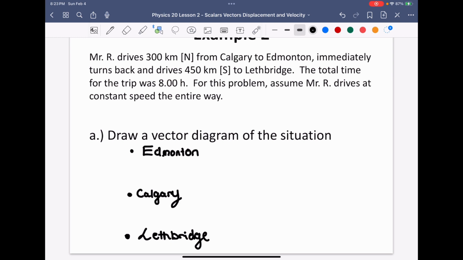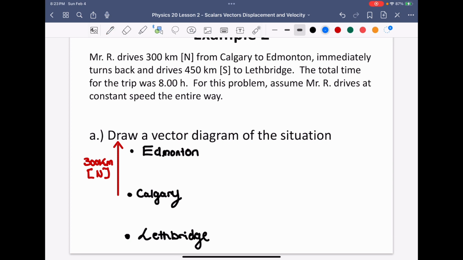Now, we're going to label it here. We go up 300 kilometers from Calgary to Edmonton, so I'm going to put a straight arrow that links these two. Now I'm going to put a label with it. This is our 300 kilometers, and I'm going to put the symbol north. There we go. And then from there, Mr. R immediately turns back and drives 450 south to Lethbridge.